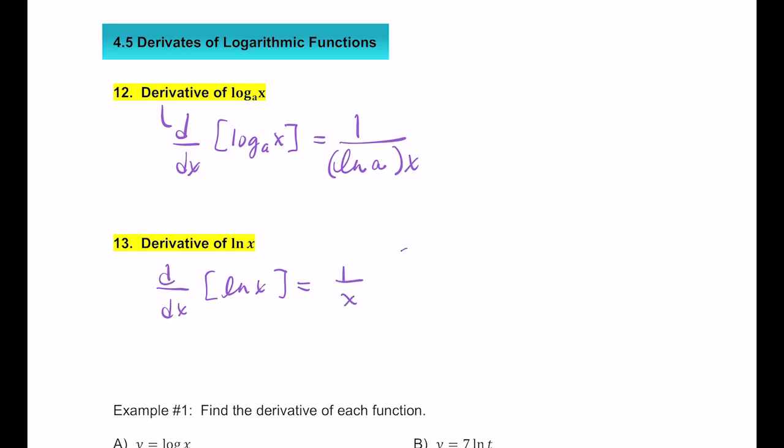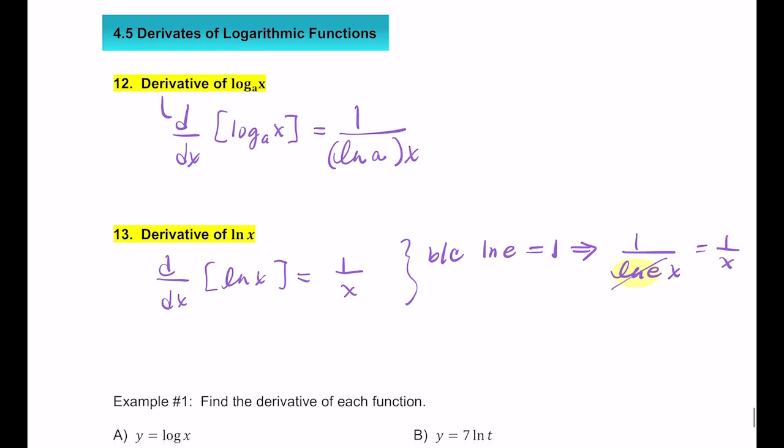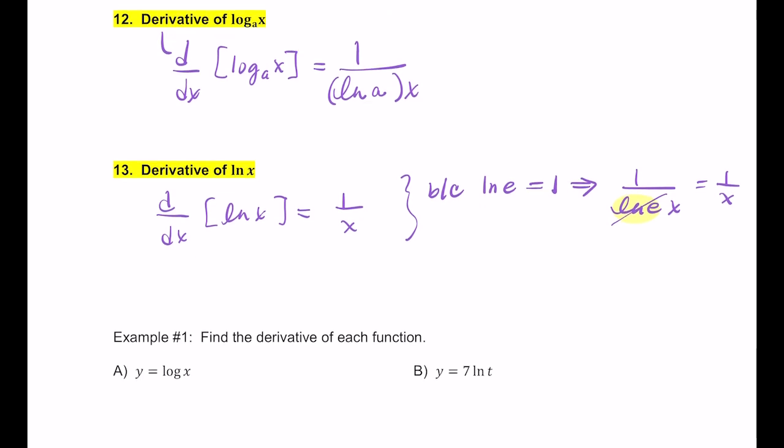And the reason is, if you think about it, the natural log of e is 1, right? So e and ln are inverses of each other. So therefore, 1 divided by the ln of e times x, if we use the rule above, the ln e part just turns into a 1. So it just goes away, right? And you're just left with 1 over x. Okay, so two important log derivatives to remember.